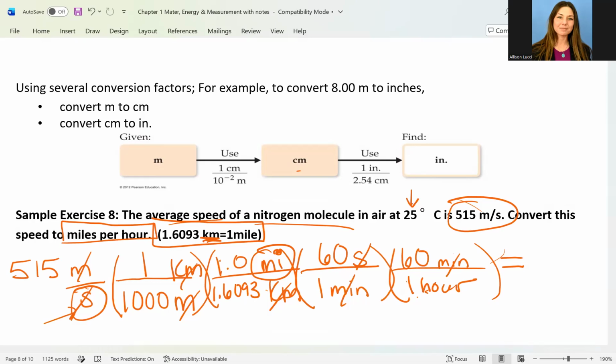And your final answer here, if we were to round to 3 digits, because that's what we started with, that's our measured value, and conversion factors do not affect our final answer, we're going to end up with a value of 1.15 times 10 to the 3rd miles per hour. So 1.15 is your coefficient there. And we'll continue in the next video with the last sample exercise for this chapter.